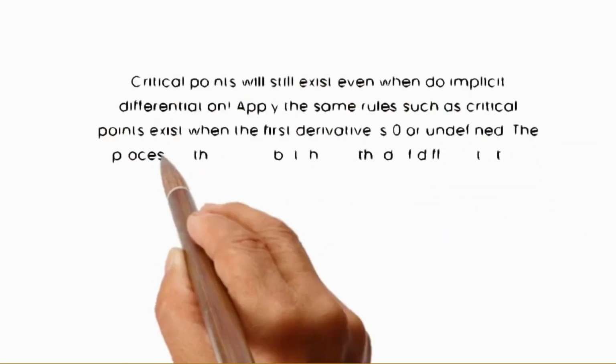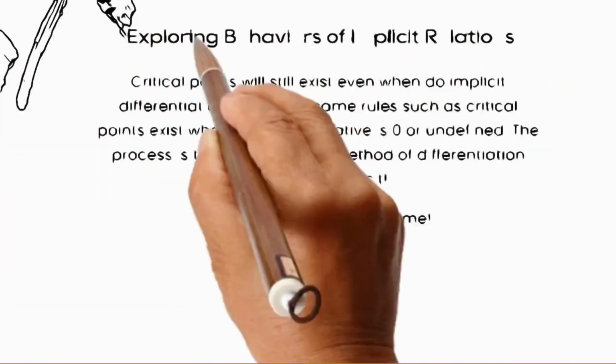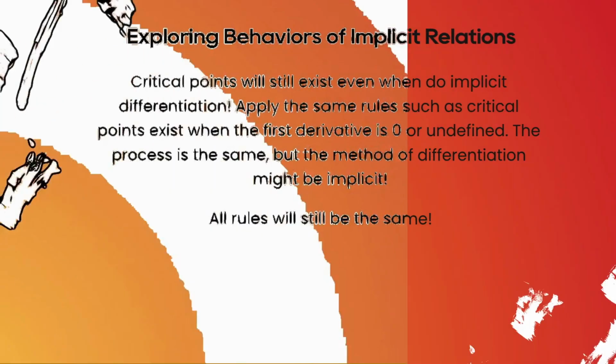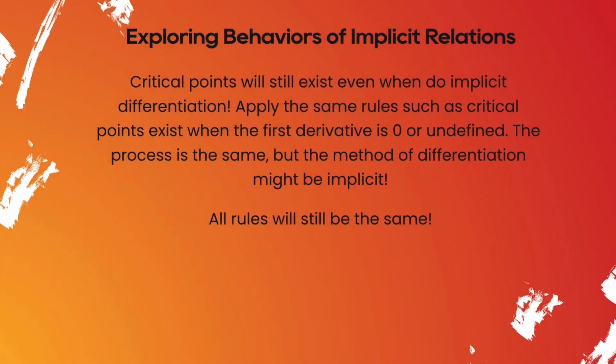Now, exploring behaviors of implicit relations. Now, there's nothing new to learn in this topic. It's just that if you're differentiating and you have to use implicit differentiation to find the derivative, then critical points still exist with the same rules that we learned before, such as critical points exist when the first derivative is 0 or undefined. Now, this means that even if the method of differentiating is different, everything else remains the same. For example, the first derivative test and the second derivative test can still be used.